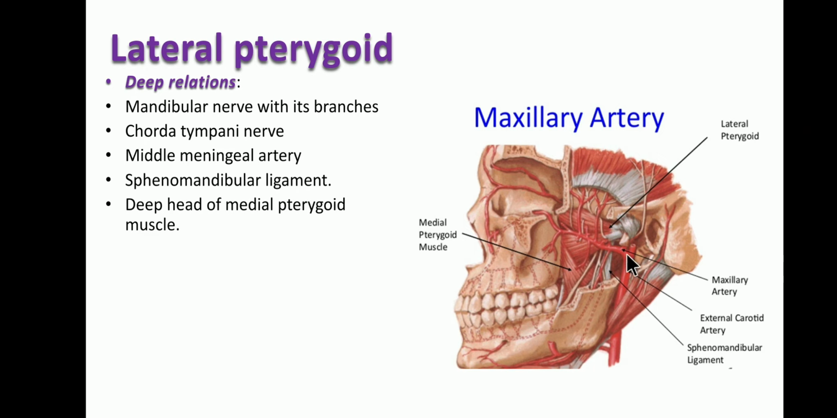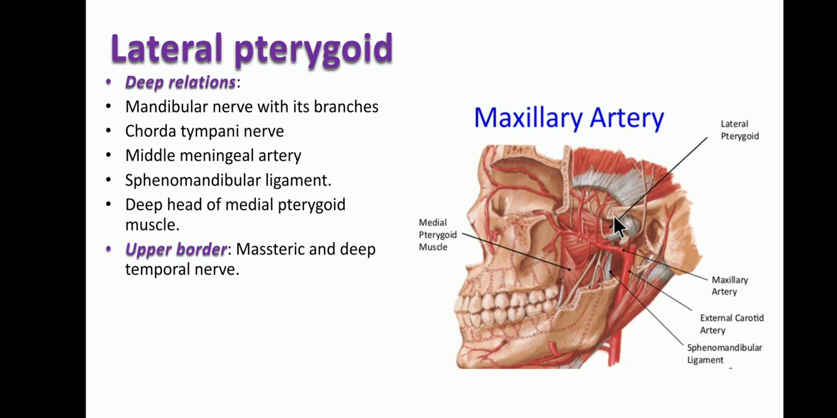So you come across the second part of the maxillary artery, then the sphenomandibular ligament. From the spine of the sphenoid, it attaches to the lingula of the mandible. It is a remnant of Meckel's cartilage or the first pharyngeal arch. Then, deep to the lateral pterygoid, you see the deep head of the medial pterygoid muscle.